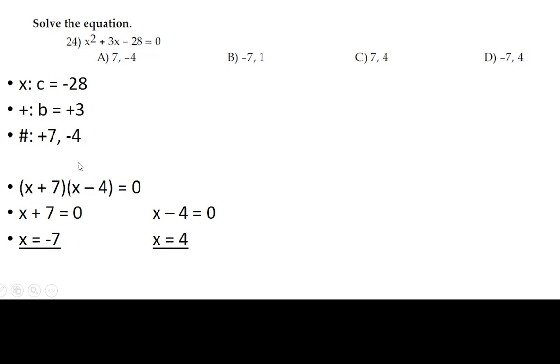Either the first thing is 0 or the second thing is 0. So we set up x plus 7 equals 0. We set up x minus 4 equals 0. Solving each of these equations, we get x equals negative 7, x equals positive 4. And those are the answers.